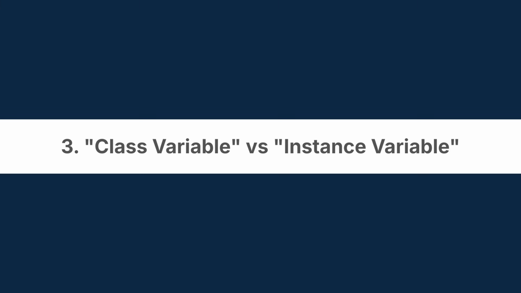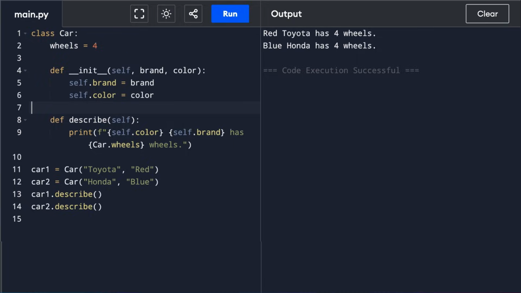Three, class variable versus instance variable. About class variable. A class variable belongs to the class itself, not to any specific object. It is shared by all objects created from that class. If you change the class variable, the change affects every object.